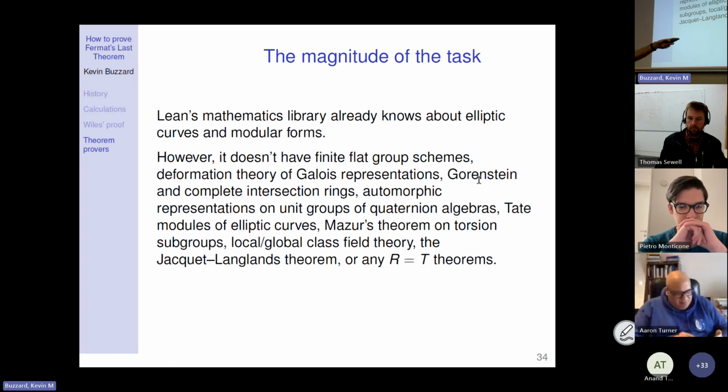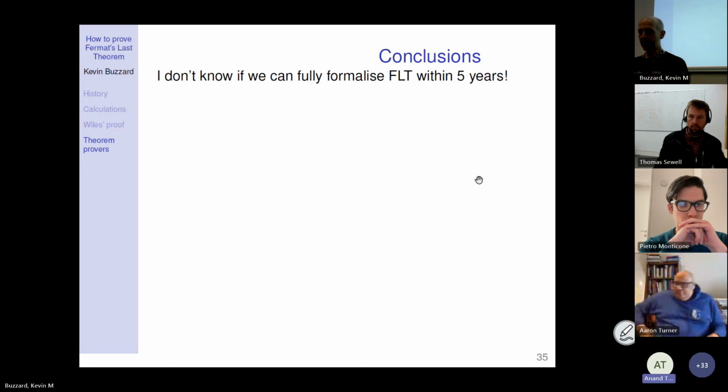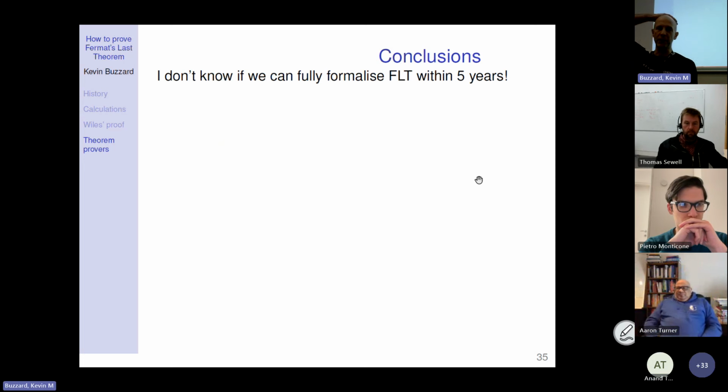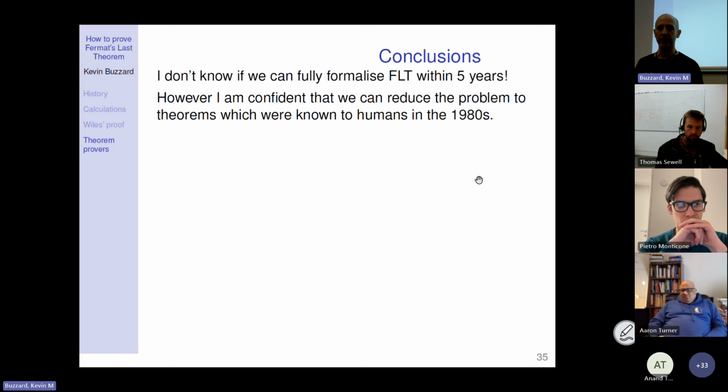And before we prove theorems about Gorenstein rings, we need to define Gorenstein rings. So there's a huge number of definitions missing, and the project will force these definitions to become formalized. And then last slide, I don't know if we'll do it within the grant, which runs for 5 years, and I've no idea whether we'll do it within 5 years. It all depends on whether it becomes a thing or not.